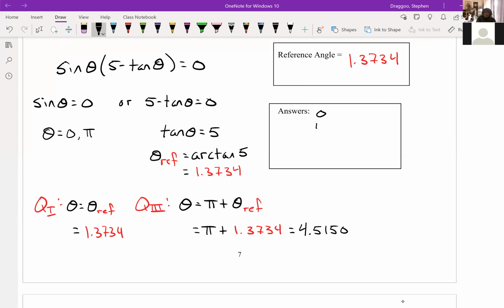So we're throwing all kinds of stuff up here in the box: 0, pi, 1.3734, and 4.5150. And because we're looking for all solutions, each one of these gets a plus 2k pi.